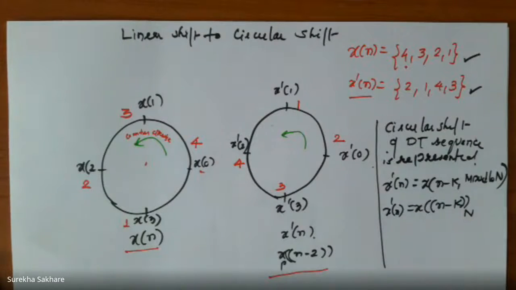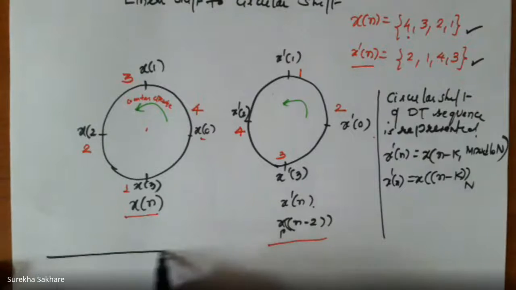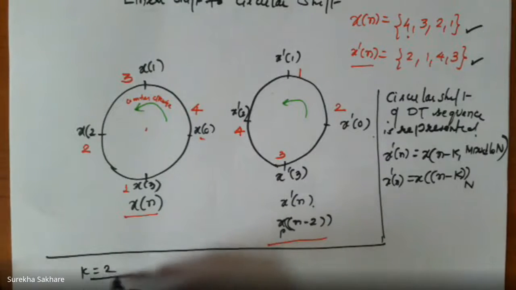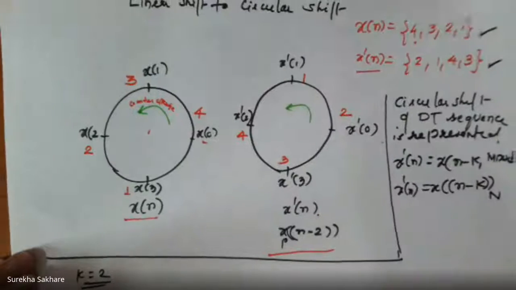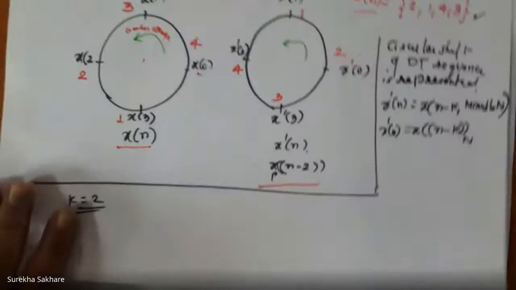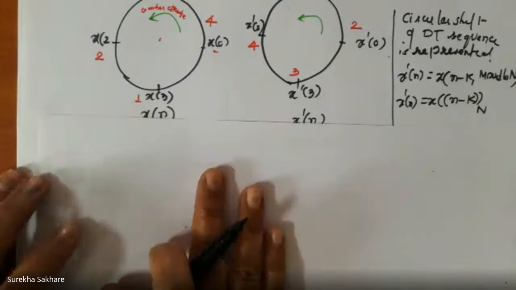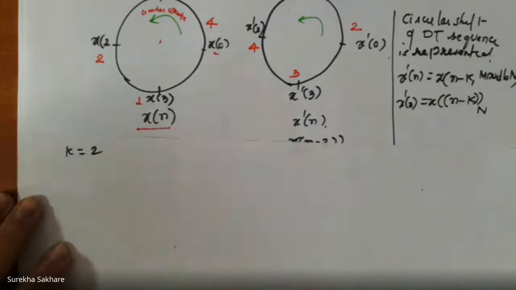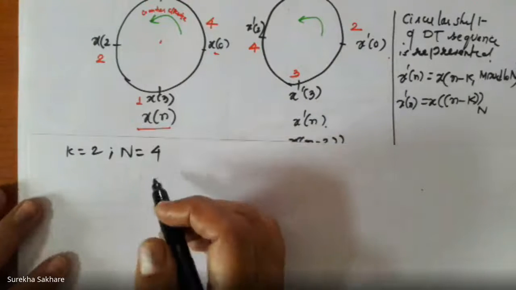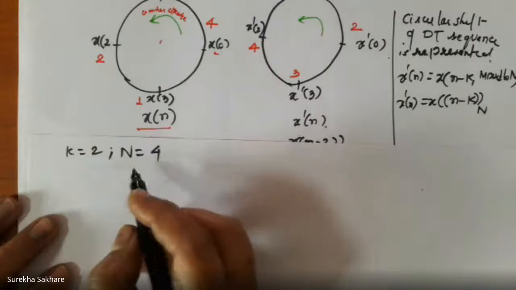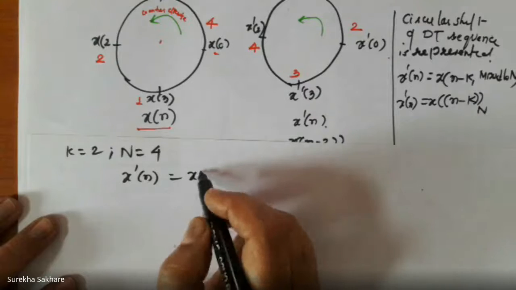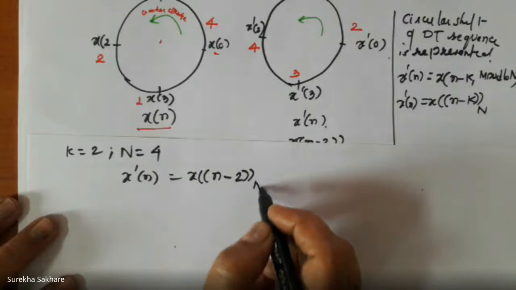This is the representation of circular shift. Now here, k has been taken as 2 in our example. Okay. Now after having some literature on this, if k has been taken as 2, n is 4. If I want to go with this, x dash n is equal to x circular shift of 4. Let us prove ourselves whether we'll get the same values.